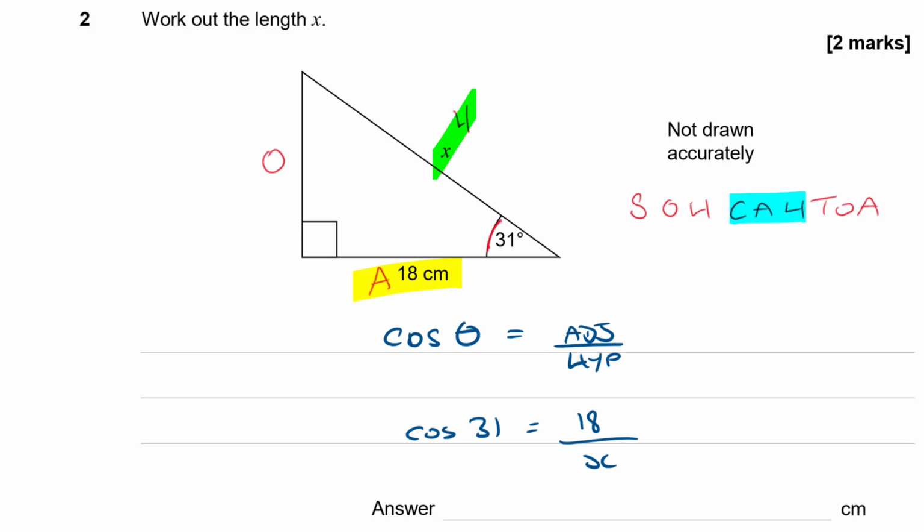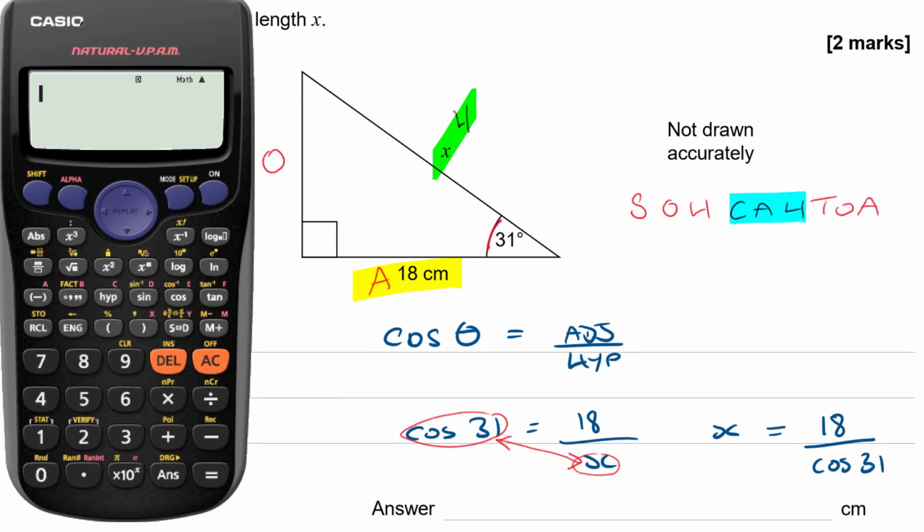So rearranging for x, I've got x down here. I'm going to cross multiply it with that cos 31 up there. Rewrite it, make x the subject. So I'm going to get x is equal to 18, that hasn't moved, divided by cos 31. Time to reach for the calculator.